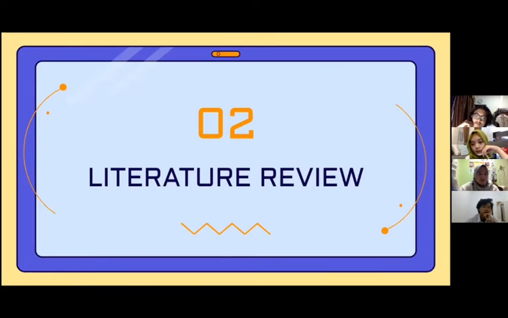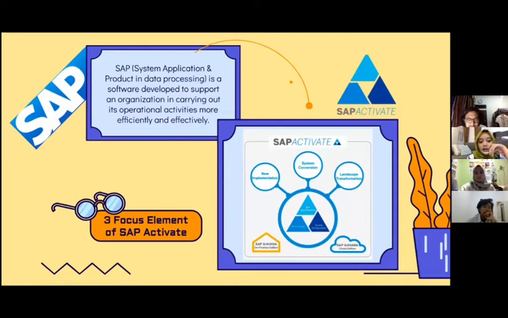Next, for the literature review, SAP is an enterprise resource planning software, which is an information technology and management tool to help companies plan and carry out various daily activities. The Activate methodology is a combination of best practice, good configuration, and methodology. So as you can see, these three elements are the focus of SAP Activate.